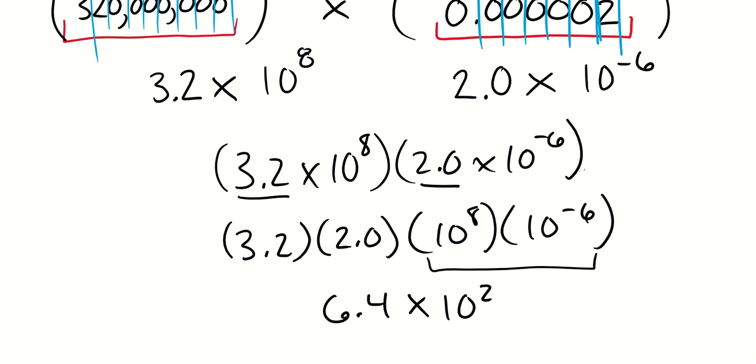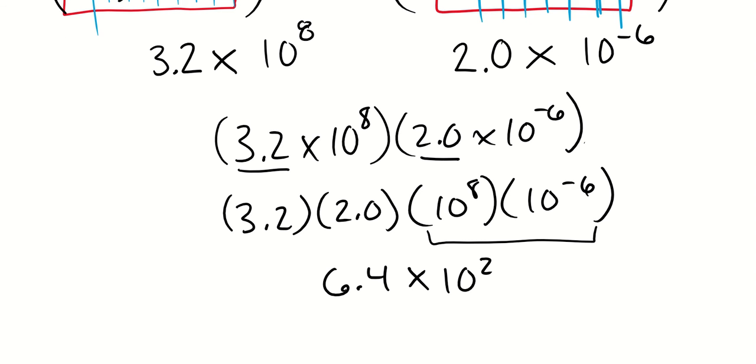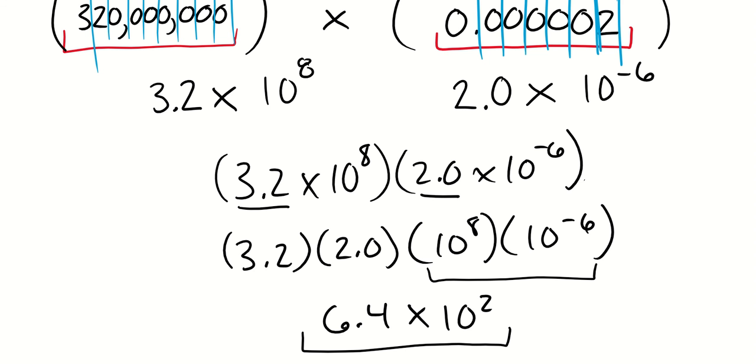So if I multiply 3.2 times 10 to the 8th times 2.0 times 10 to the negative 6, I get 6.4 times 10 to the 2nd. This answer already is in scientific notation, so I don't need to adjust it at all.